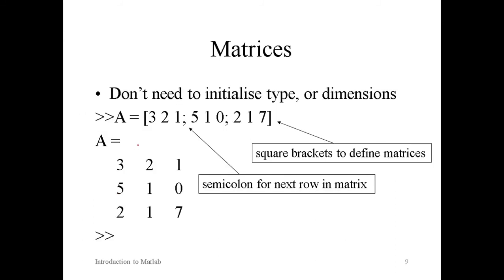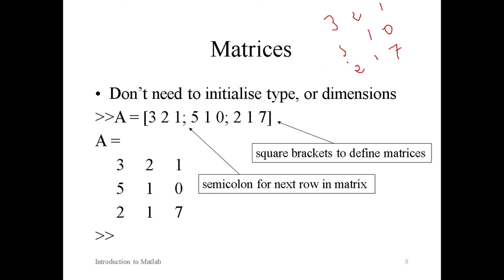So let's say we are interested in dealing with some matrices. Let's say this is our matrix: 3 2 1, 5 1 0, 2 1 7. This is my matrix A. Now I want to insert this matrix into MATLAB. So how can I do that? We don't have to declare the type or the dimension, that my matrix is 3 cross 3 type. We don't have to do that.